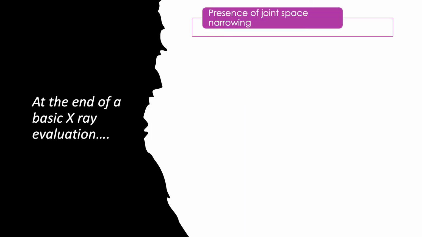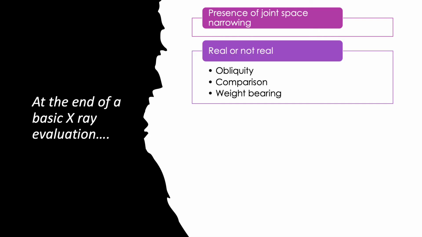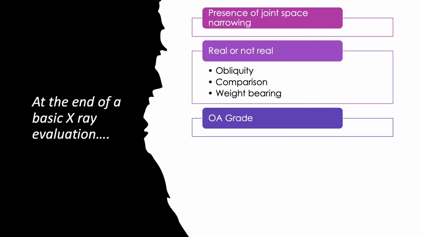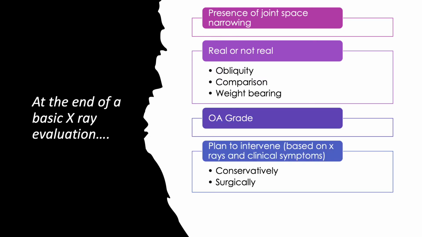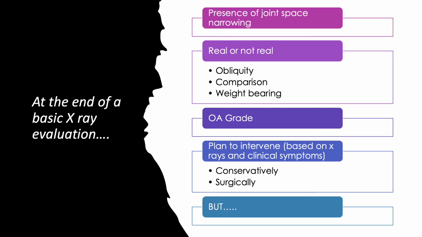So at the end of a basic X-ray evaluation, we should be able to identify the presence of joint space narrowing, determine whether it is real or not real using obliquity, comparison, and weight-bearing views, grade the level of osteoarthritis, and then decide whether we plan to intervene based on X-rays and clinical symptoms conservatively or surgically. But having said this, it's really important for us to note a few things.